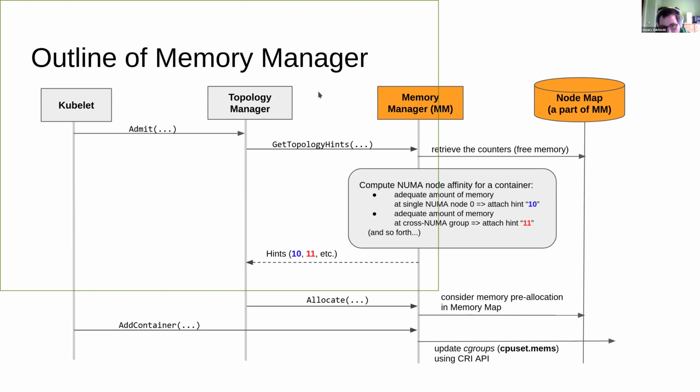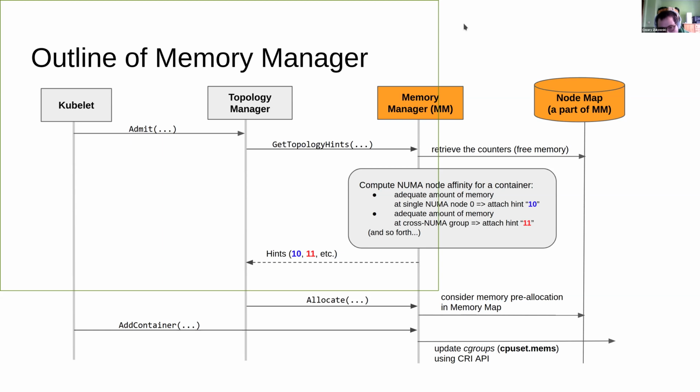Okay, I will just summarize how it looks with memory manager in orange. When topology manager queries memory manager about hints, memory manager first queries its internal database. It's called the node map, and it is the object responsible for tracking memory utilization by keeping counters on free memory and reserved memory. After retrieving this information, memory manager will provide two types of hints: single NUMA hints and cross-NUMA hints. And then the procedure is standard allocation.